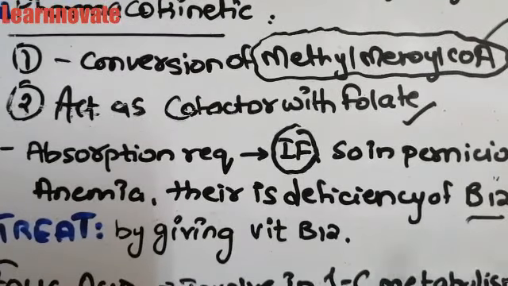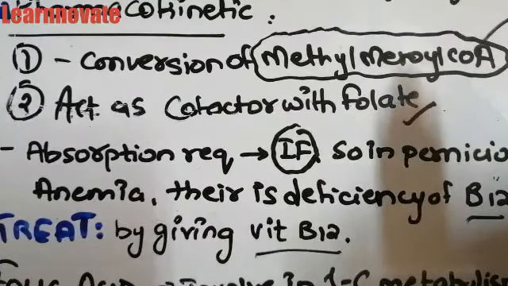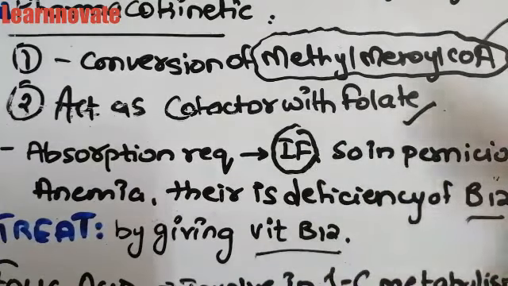Now how do we treat this type of anemia? This nutritional vitamin B12 anemia is treated only by giving vitamin B12. So it's very simple to treat this type of anemia, but we should know the mechanism behind it. That is important to remember.